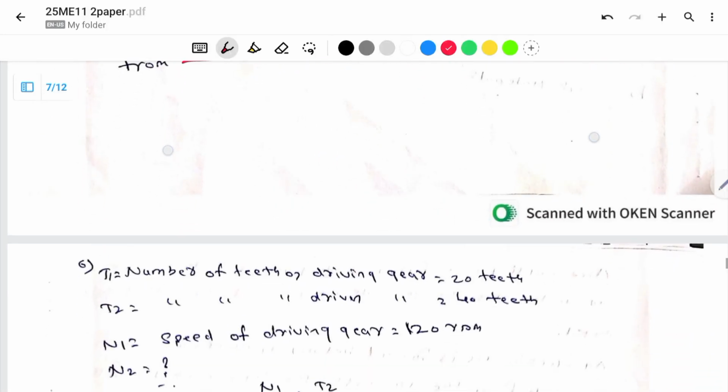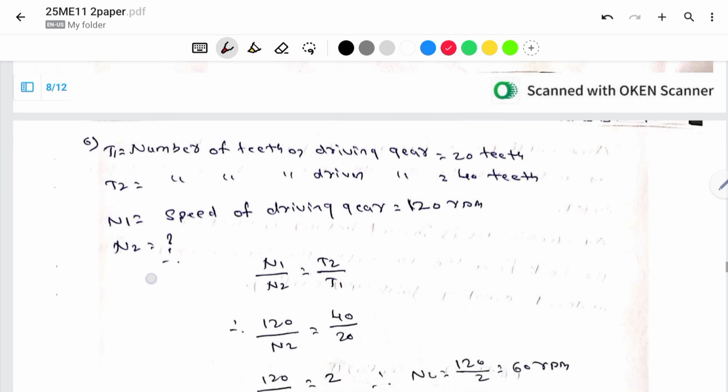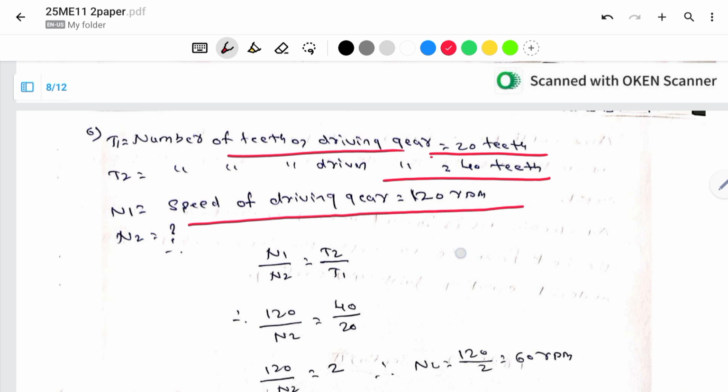The next question is the problem that has been given. You have to calculate the speed. As per the given data in the problem, the driver gear has 20 teeth and the driven gear has 40 teeth, and the speed of the driving gear is 120. Let me explain the problem with the help of a diagram. There will be two gears, driving and driven.